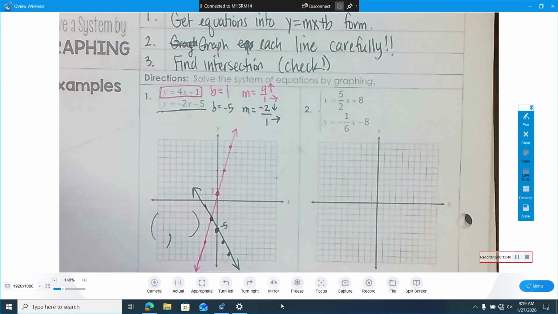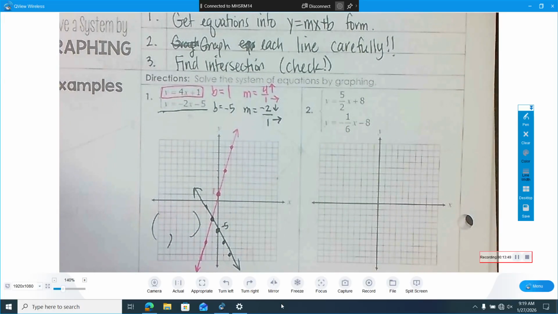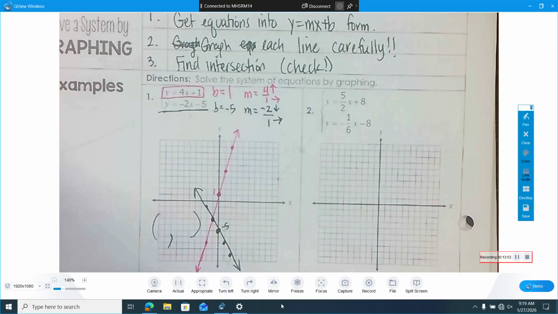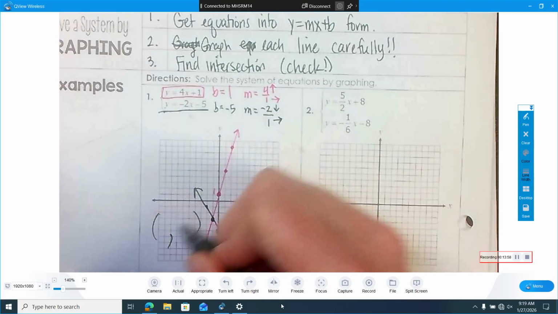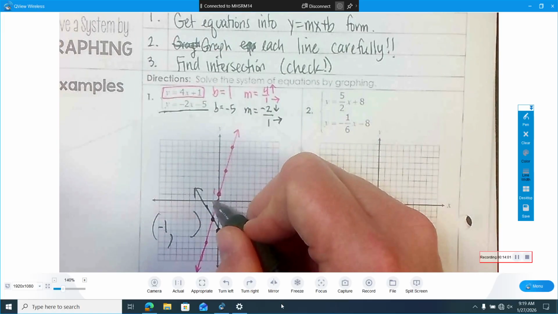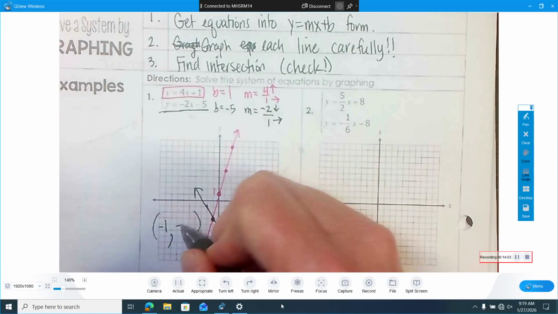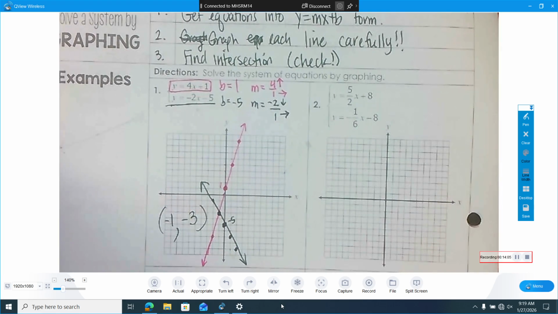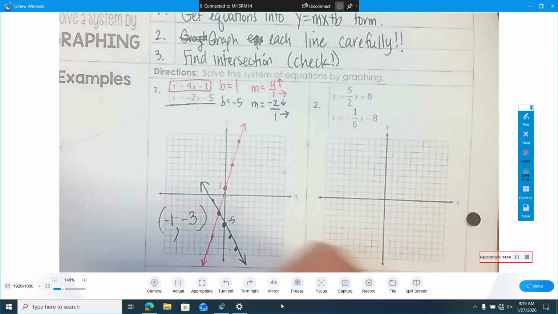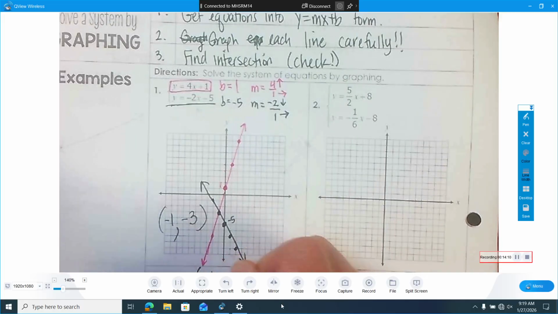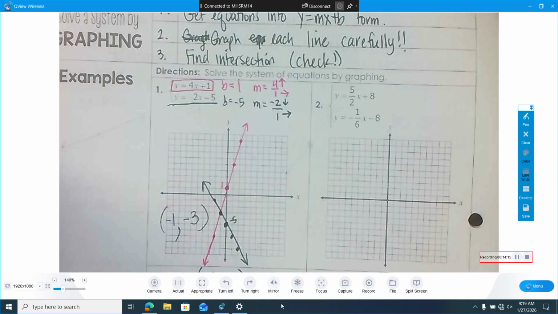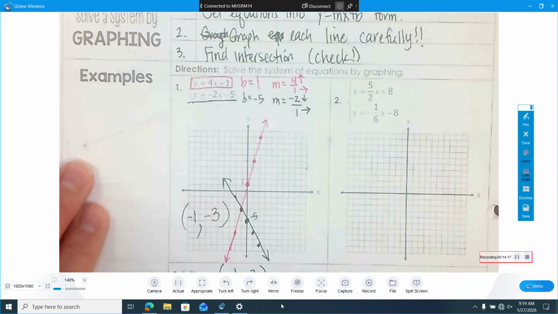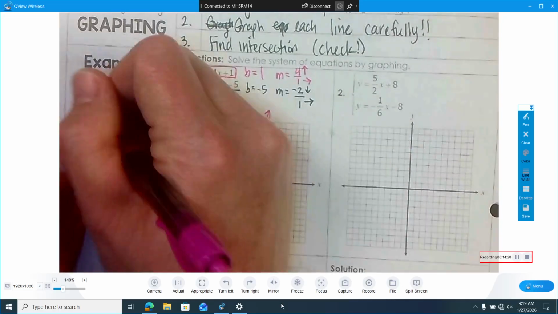What is that ordered pair? -1. We had to go left 1 and then down 1, 2, 3. -1, -3 is that point right there. So my solution is -1, -3. Now the nice thing is, and I'm just going to check this first one so you can see how it works.